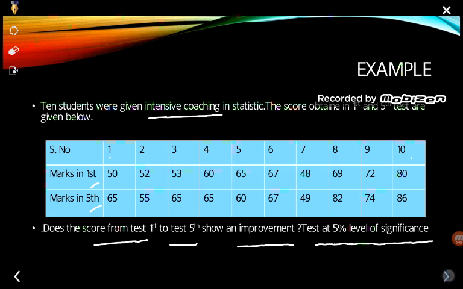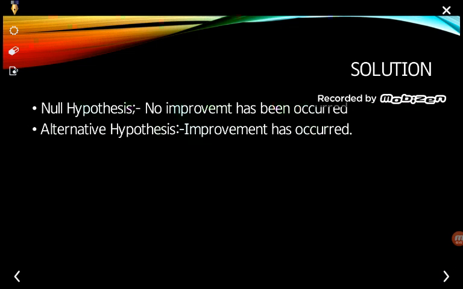So the first step in the solution is we have to set the null hypothesis. We used to say that the null hypothesis is that no improvement has occurred. If the null hypothesis is that no improvement has occurred, then the alternative hypothesis will be that improvement has occurred. So after taking the coaching class, a certain improvement has taken place. So first we have to set up the null hypothesis and the alternative hypothesis.